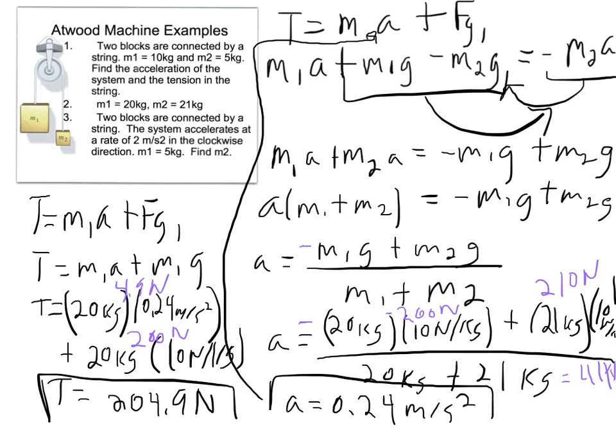Let's talk about why that has to make sense. In order for the block to accelerate upward, tension has to be greater than the force of gravity. The force of gravity on mass 1 would be only 200 newtons. So something greater than 200 newtons, like 204.9 newtons, would cause that block to accelerate up, which is exactly what I told you would happen. Mass 1 would go up, and mass 2 would go down. Moving on to the next example.